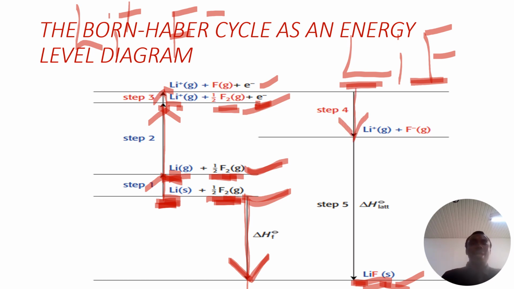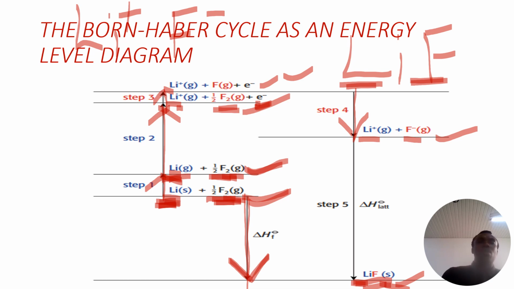Step 4, you can see, is an exothermic process, which is the enthalpy of electron affinity. That is the first electron affinity of fluorine, which is an exothermic process. From the direction of the arrow, you can see it is exothermic. So this is the reactant, and this is the product. Lithium is 1 here, fluorine is 1 here, lithium is 1 here, fluorine is 1 here. The atoms are balanced.